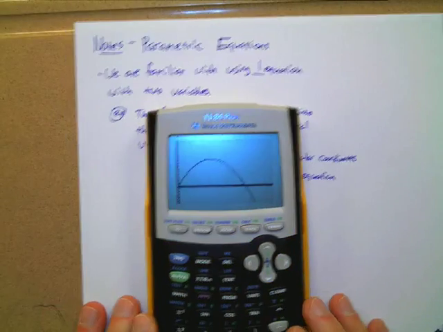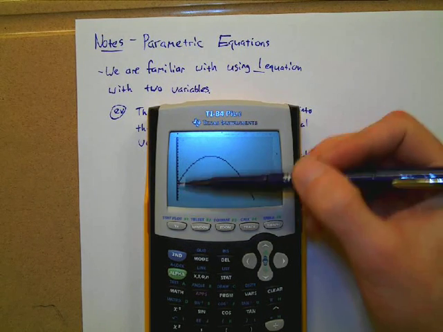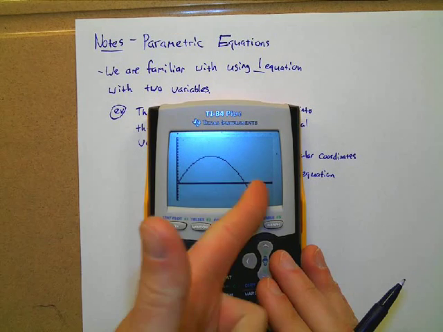And so if this is the flight path of that object, what are these y values describing? The what of the object? The height, exactly right. And then what about the x values? What are they talking about? Again, this is the flight path. The x values would be describing how far that object is from its initial position.